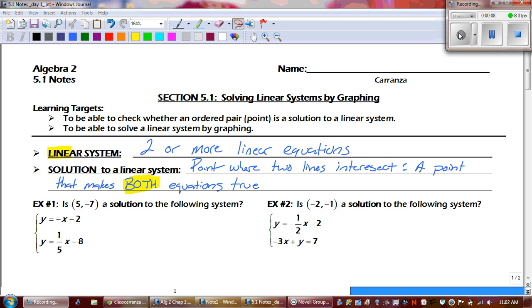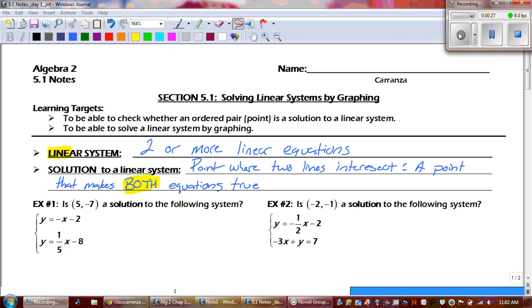Today we're talking about solving linear systems by graphing. Our learning target today is to be able to check whether an ordered pair or a point is a solution to a linear system, and to be able to solve a linear system by graphing. So here are the notes that we took in class.